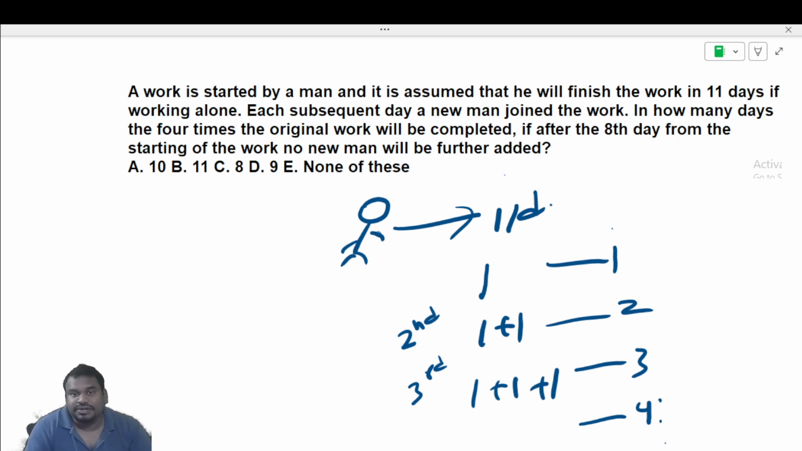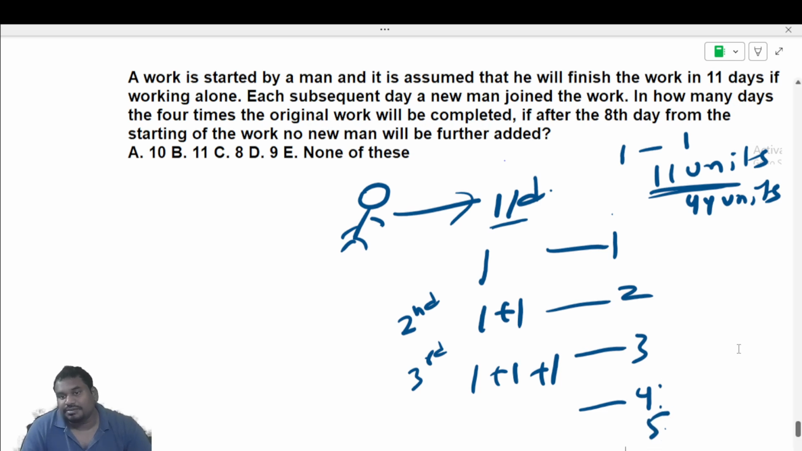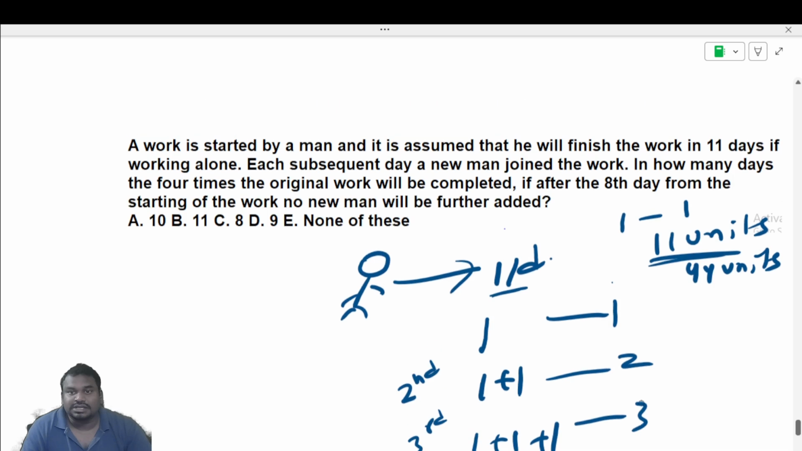See, if one person can finish the work in 11 days, it means one person does 1 unit in 1 day. So in 11 days, he can finish 11 units of work. The total work is 11 units. But 4 times the work means 44 units of work. So these 44 units of work should be completed when each day one person is added. Like this, 1, 2, 3, 4, and on the 5th day, 5 members will be there, then the 6th day, 7th day, 8th day, like that.